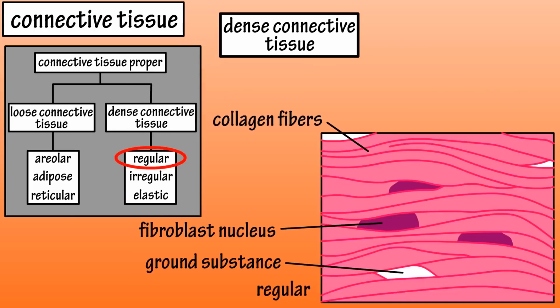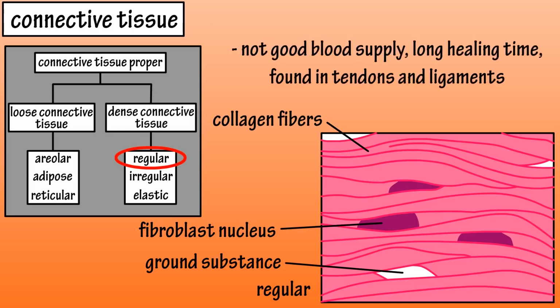Dense regular connective tissue consists of tightly packed parallel collagen fibers with a limited amount of ground substance and fibroblast cells squeezed between the fiber layers. This tissue does not have a good blood supply, so when injured it takes a long time to heal. This tissue is found in tendons and ligaments, as it can withstand a lot of stress.